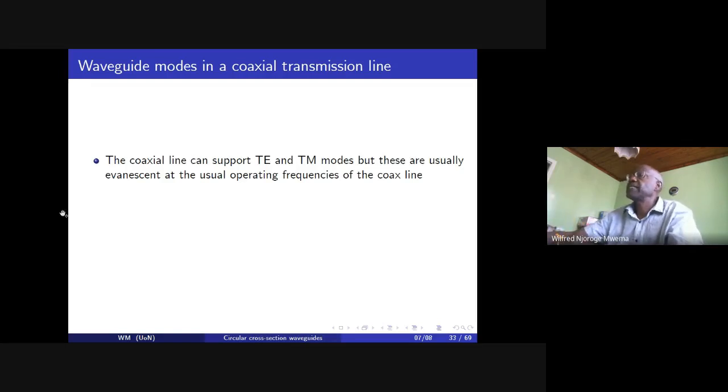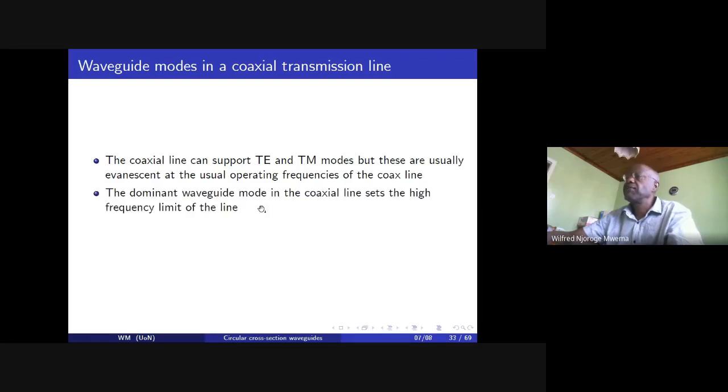So in many cases, at the usual frequencies of operation of a coaxial line, the TE and TM modes are usually evanescent because their cutoff frequencies are way above the operating frequency. So the dominant waveguide mode in the coaxial line sets the highest frequency limit of the line itself. And hence, the dominant TE11 mode in a coaxial line has a special interest because it allows us to design our circuits or our coaxial line communication links.